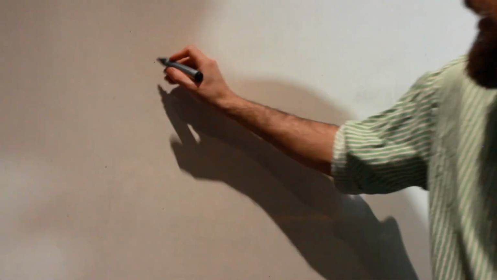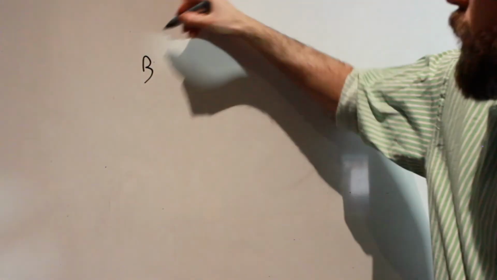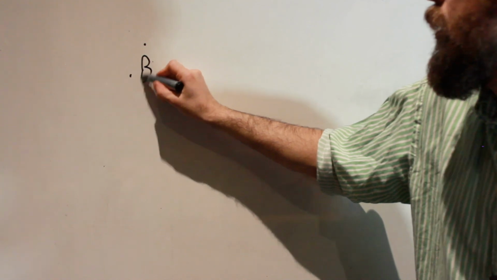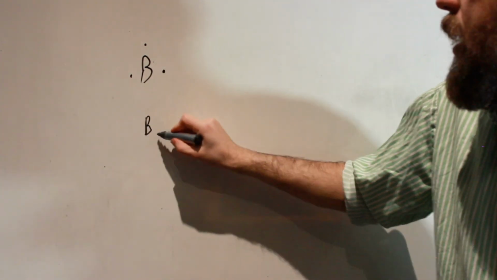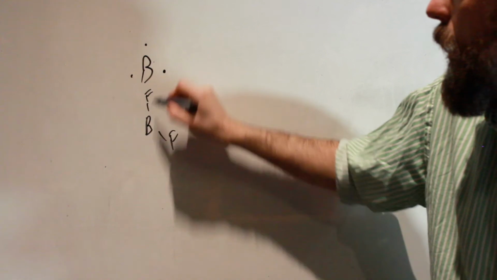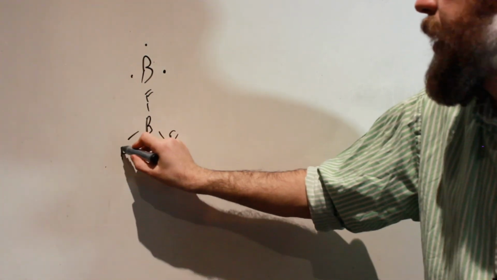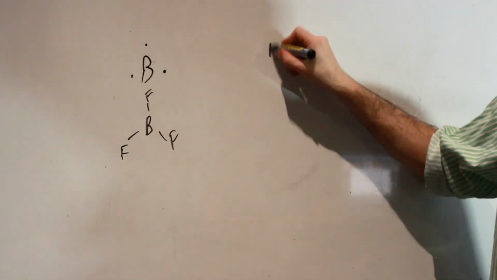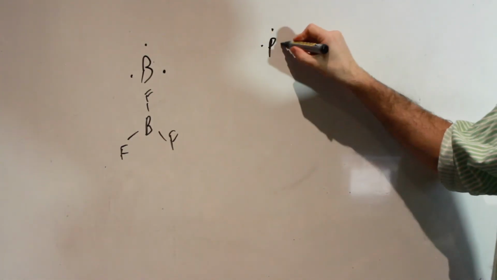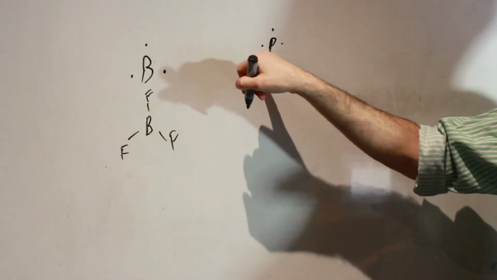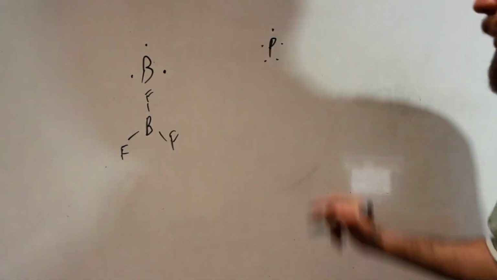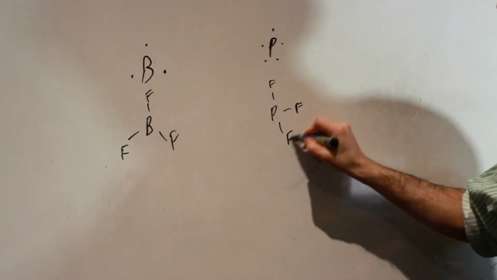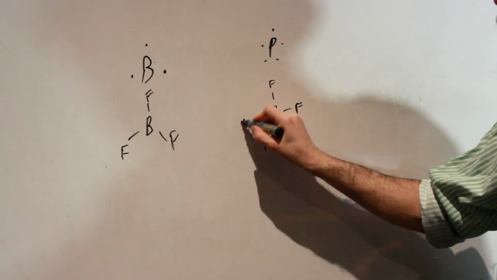Boron trifluoride has B, boron is group 3, so we have 3 electrons. Trifluoride, we're going to have BF3, like that. Our next one is phosphorus pentafluoride. So phosphorus is in group 5, so we have 1, 2, 3, 4, 5. So we can essentially make a covalent bond with each of these. So we can have phosphorus with 5 fluorines around it, pentafluoride, like so.